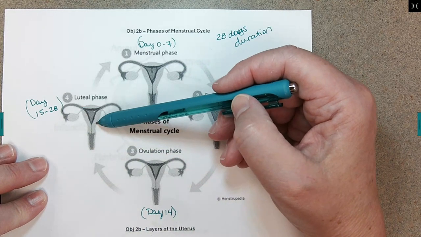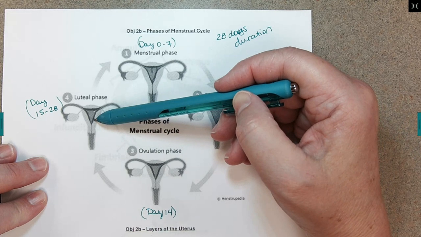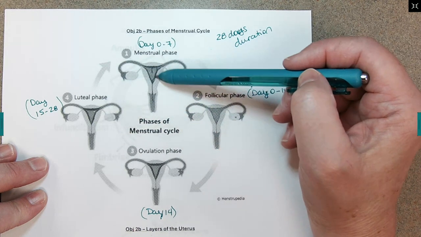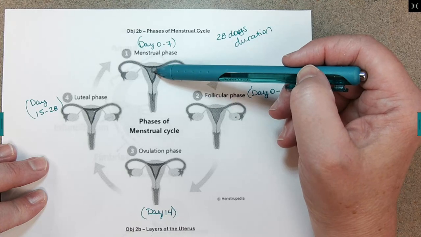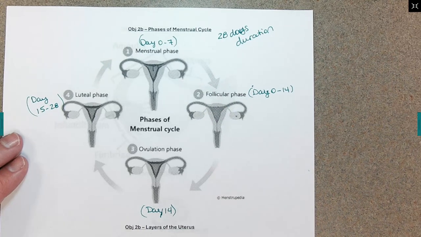But if that doesn't happen, again, that inner lining, that endometrial lining, the inside lining of the wall, will build up, and then if no fertilized egg occurs, then that inside lining, that endometrial layer, will then shed off, and that happens each month.